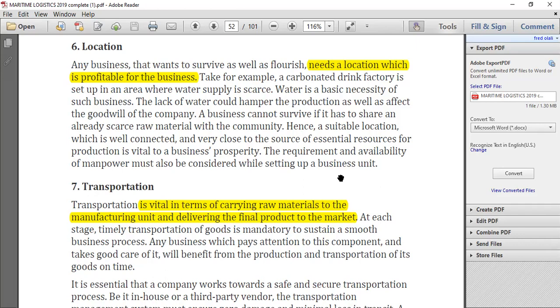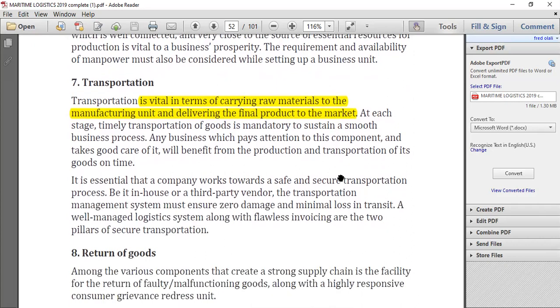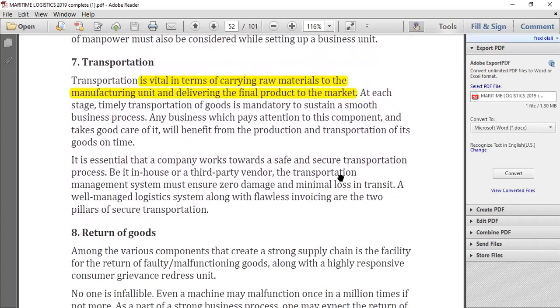Then the other component is transportation. Now, it's also vital in terms of carrying raw materials to the manufacturing unit and delivering them to the final consumer.